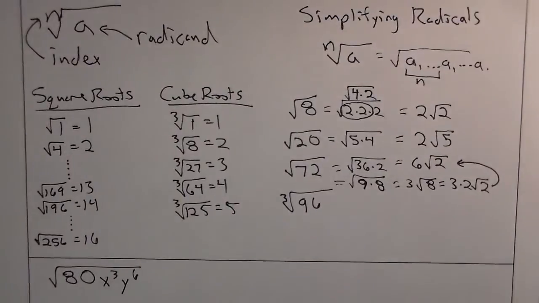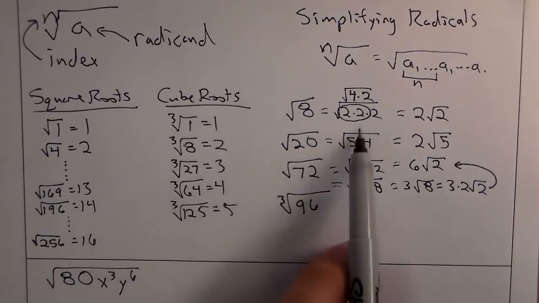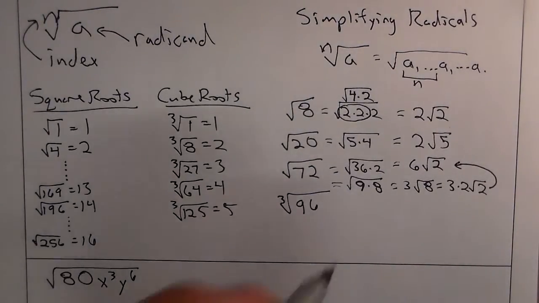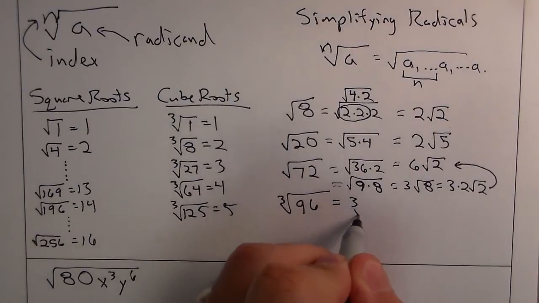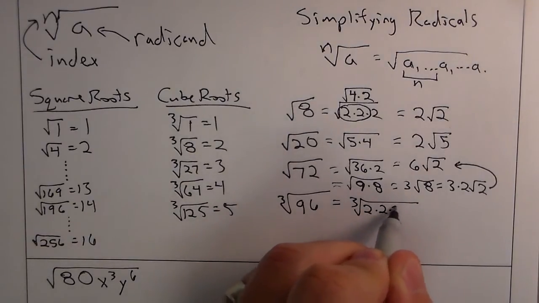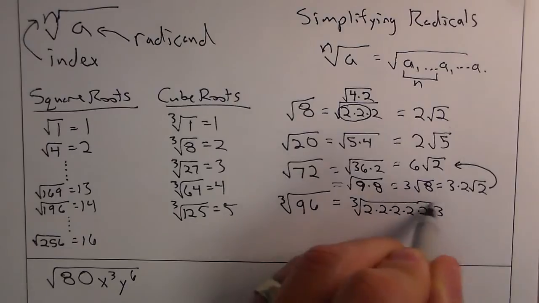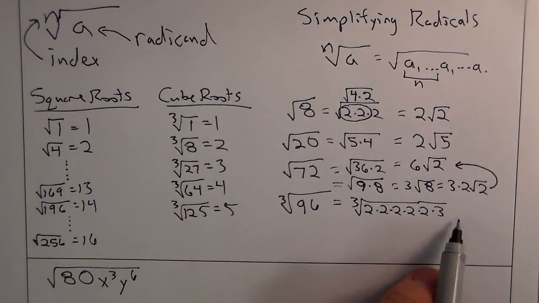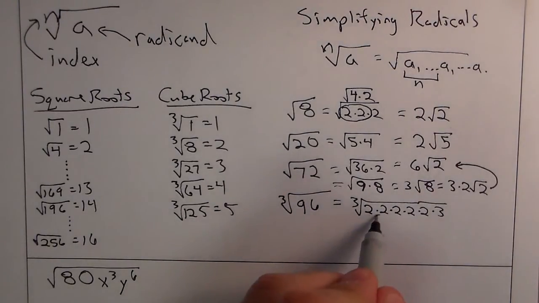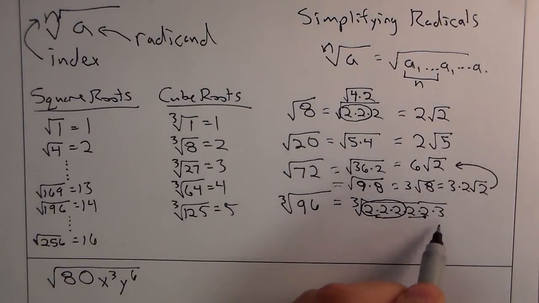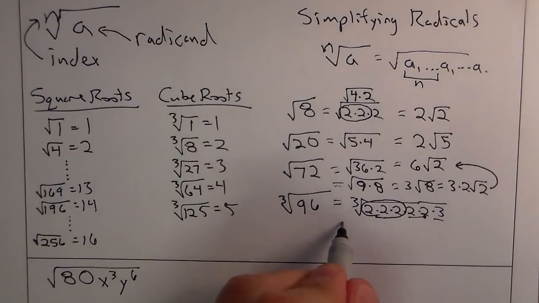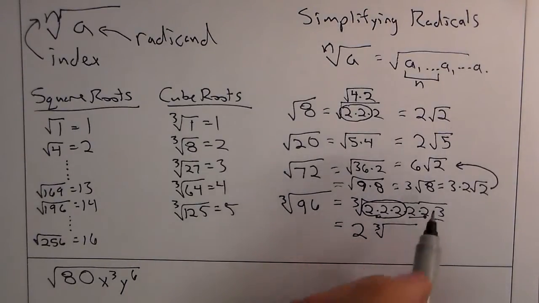Now, what if it suddenly became the cube root? So before we were looking for sets of 2, now we're just looking for sets of 3. So for example, 96, if we look at all of its prime factors, it's 5 2's and a 3. So if I look at sets of 3, I got 1 there. That only has 2, that's not coming out, and that's just 1, that's not coming out. So that one set of 2 comes out, and then it's going to be the cube root of whatever's left over. 2 times 2 times 3 is 12.